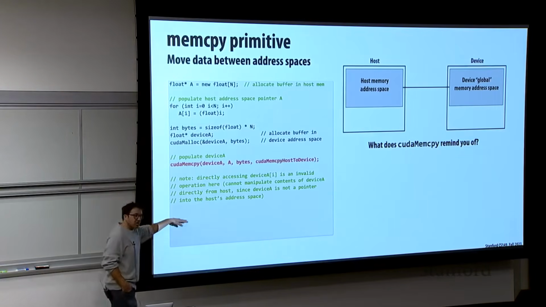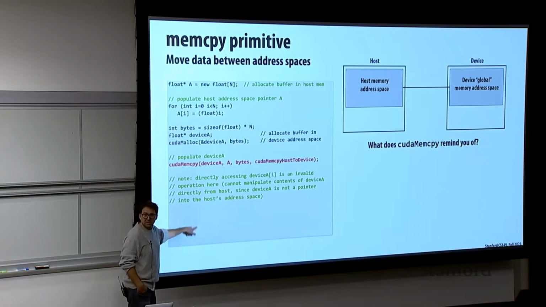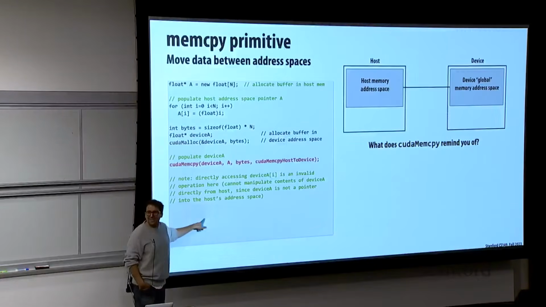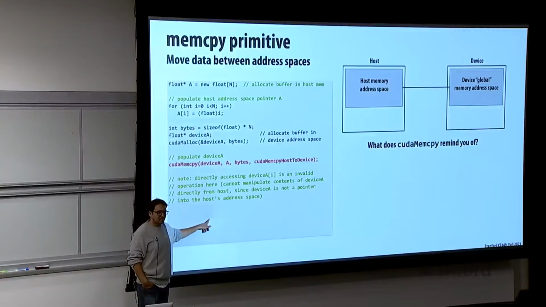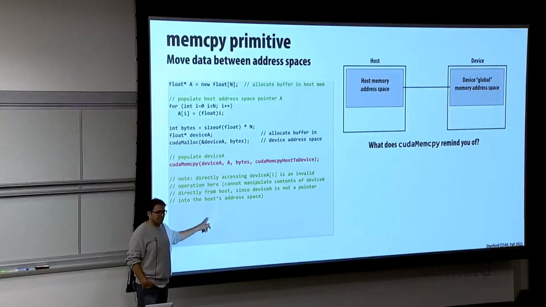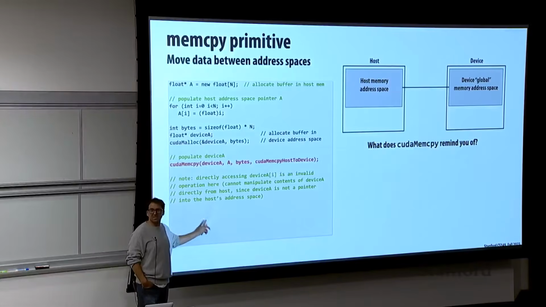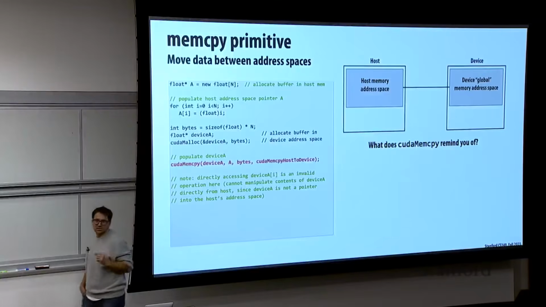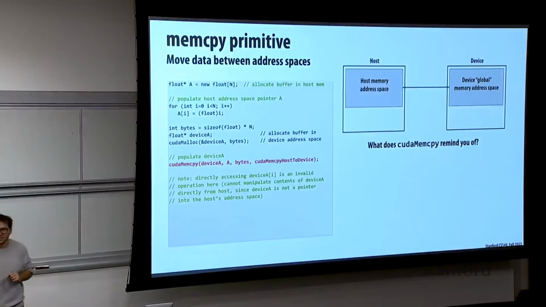And if in this C++ code right here, I said printf device A sub 0, convince yourself that that should segfault, because device A is actually a pointer into an address space that I can't reference from here. This is low-level C code, so you can do that kind of stuff and mess up.